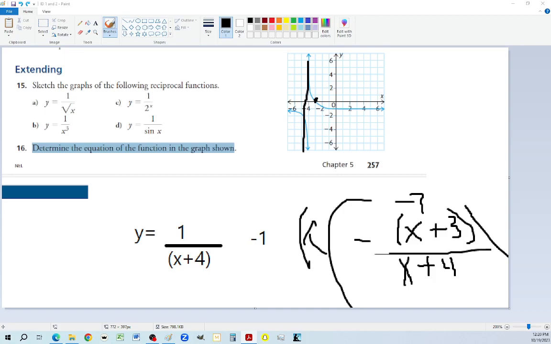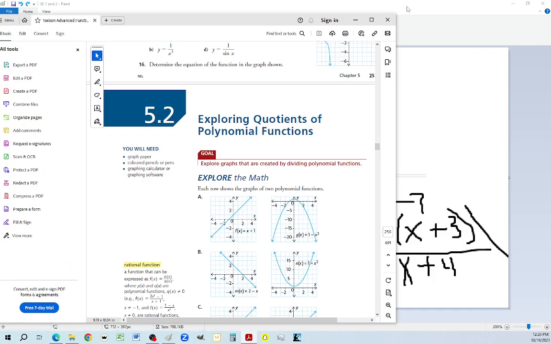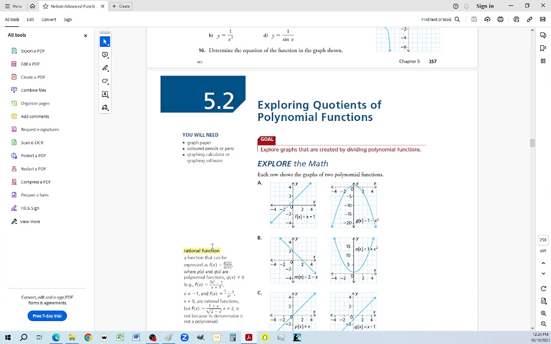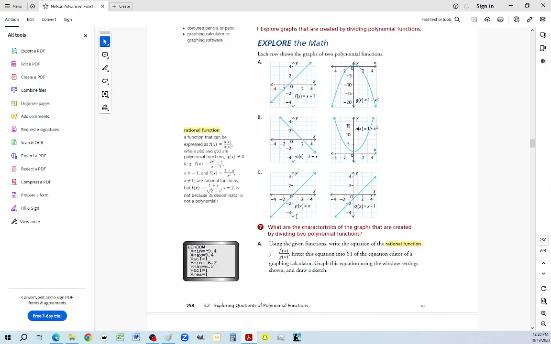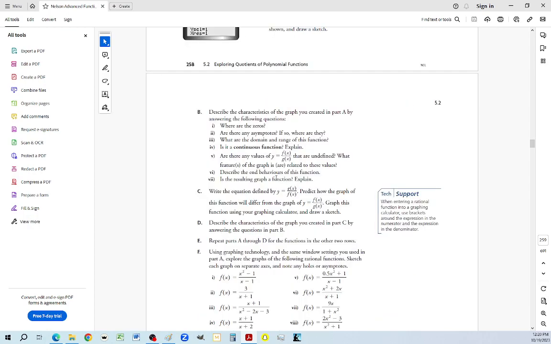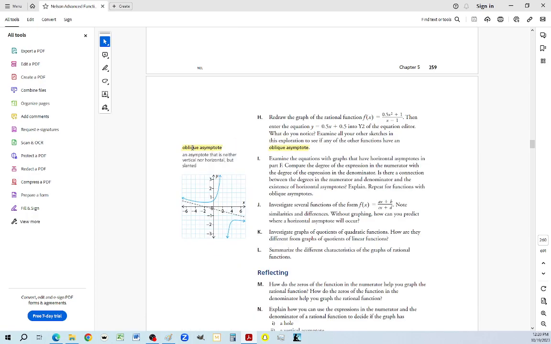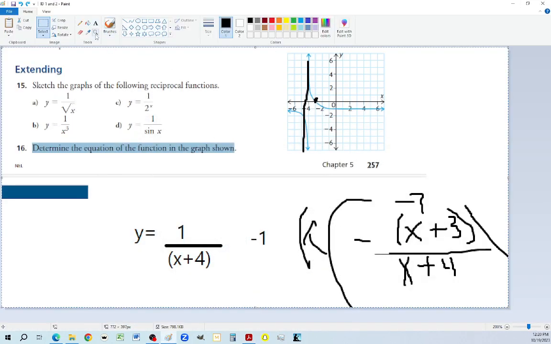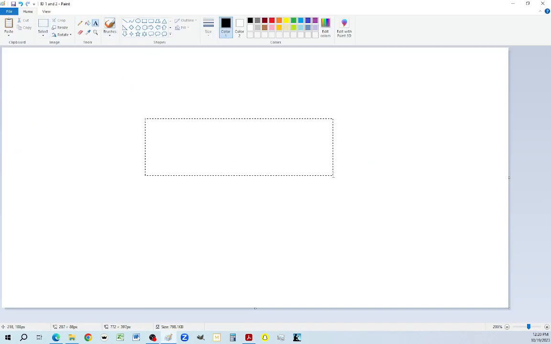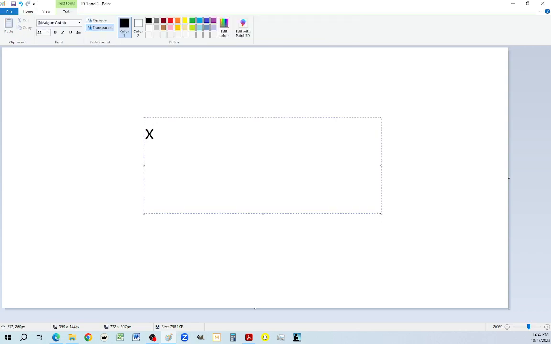So the next chapter is chapter 5.1. Its point here is how to figure out holes, to figure out horizontal asymptotes, and a new one, an oblique asymptote. Oblique asymptotes happen when the power up above is bigger than the power down below. Let's say you have x cubed plus 4 at the top, and you have x squared minus 2 at the bottom, like this.